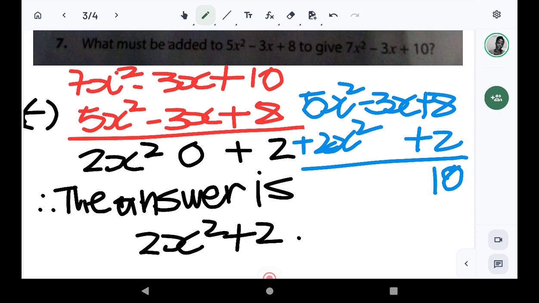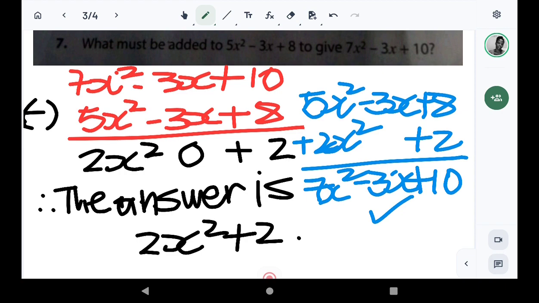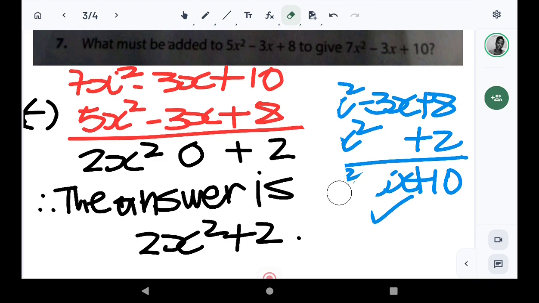Minus 3x plus 0, that is negative 3x. Okay, that is plus 10. Negative 3x. And then 5x squared plus 2x squared, that is 7x squared. So yes, it checks out. Correct answer. Next question.